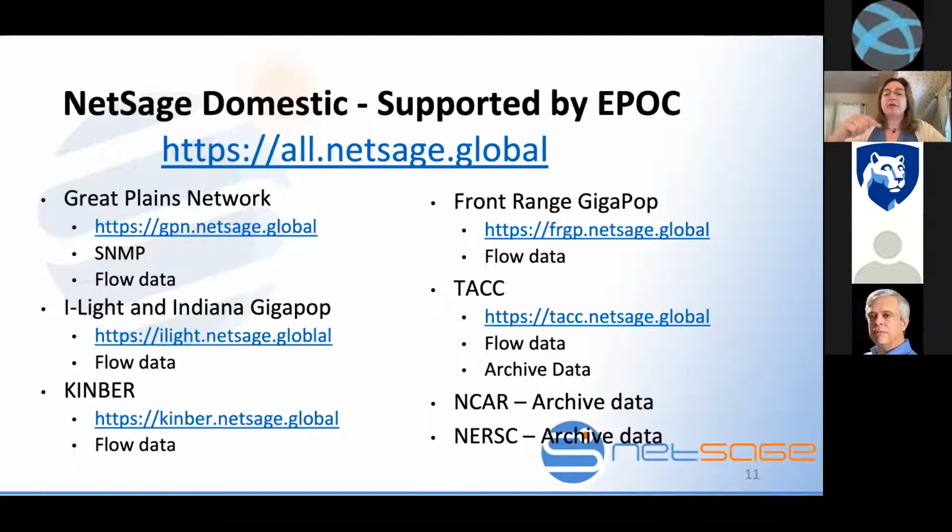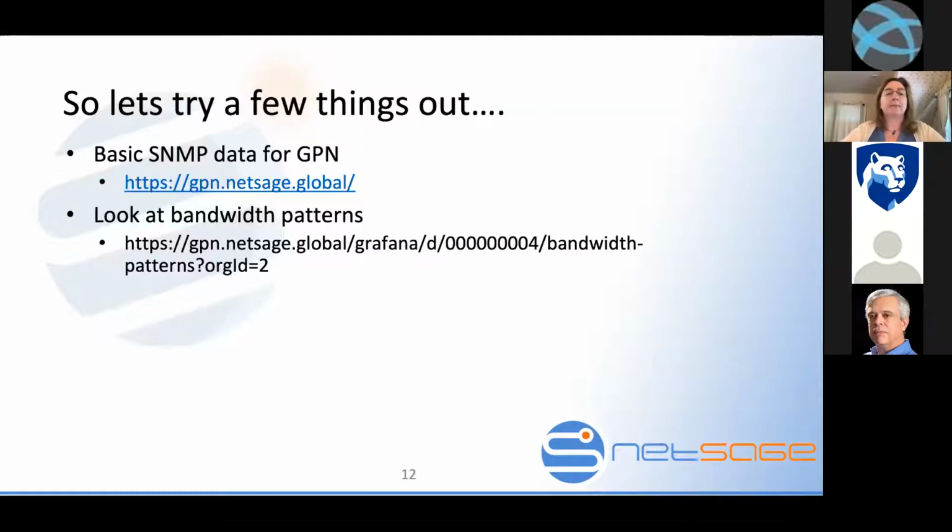Because we have all of these different deployments, each of them has their own starting point. And if you start there, all of the pages you go from there are going to be scoped to their own data. We now have this all.netsage.global dashboard as well, which has all of the data we have from everybody. I will warn you, if you do long time sets for the all page, the tool currently will barf because it runs out of resources.